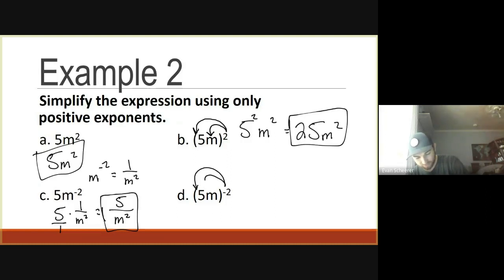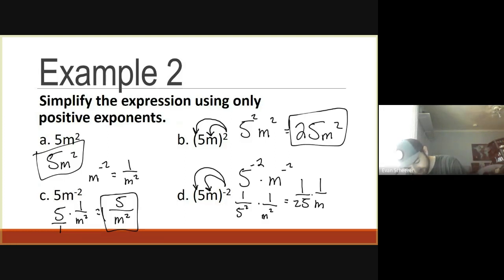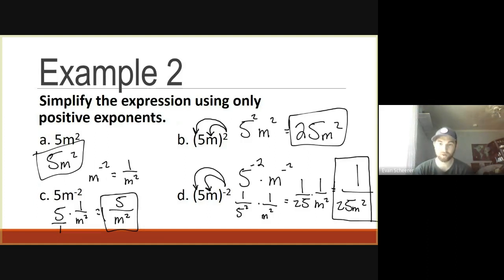And then the last one is 5m to the negative second power, the whole thing. So we need to take both of these. So therefore, we have 5 to the negative 2 power times m to the negative 2 power. Well, 5 to the negative 2 power is just 1 over 5 to the positive 2. And m to the negative 2 is 1 over m to the 2. So therefore, 1/5 times 1/5 is 1 over 25 times 1 over m squared. So our answer is 1 over 25m squared.